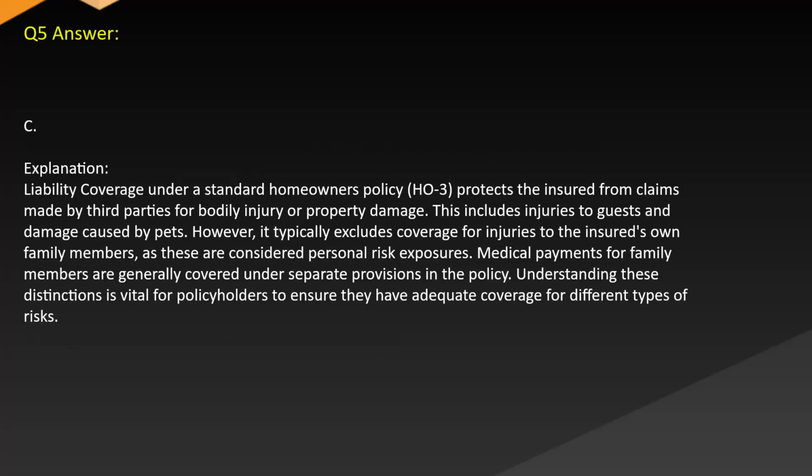Answer: C. Explanation. Liability coverage under a standard homeowners policy, HO3, protects the insured from claims made by third parties for bodily injury or property damage. This includes injuries to guests and damage caused by pets. However, it typically excludes coverage for injuries to the insured's own family members, as these are considered personal risk exposures. Medical payments for family members are generally covered under separate provisions in the policy. Understanding these distinctions is vital for policyholders to ensure they have adequate coverage for different types of risks.